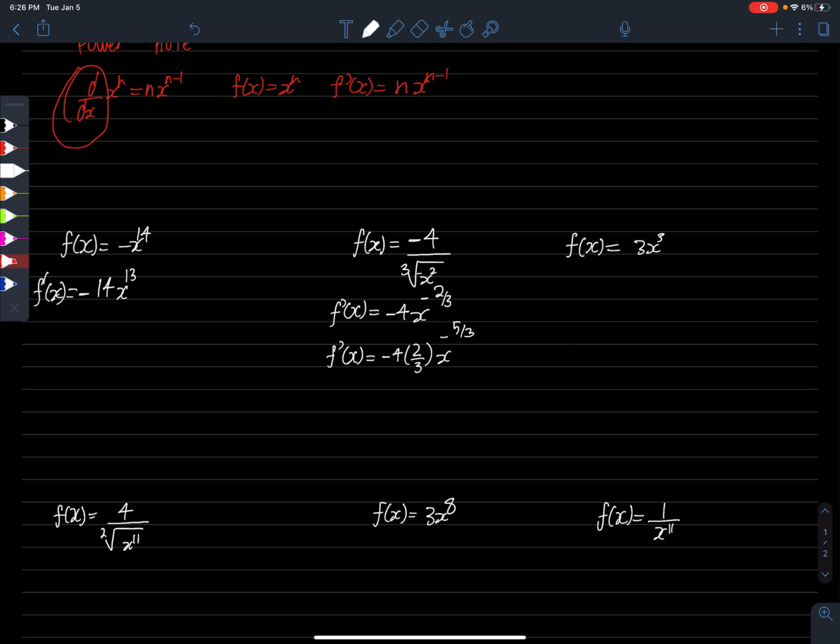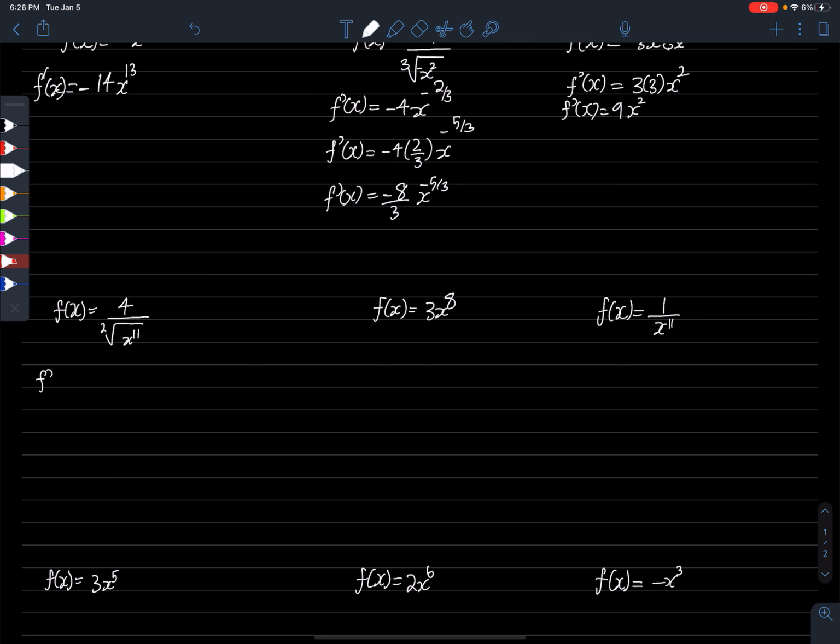Moving on, so f prime of x, this one's simple. You got your simple n, this is your n, and this is your x. So you just got 3 times 3 times x to the 2. This one, your teacher might want you to simplify it. So just multiply these out, negative 8 over 3, x to the negative 5 over 3. This one, simply easy. Just multiply it in, 9x squared.